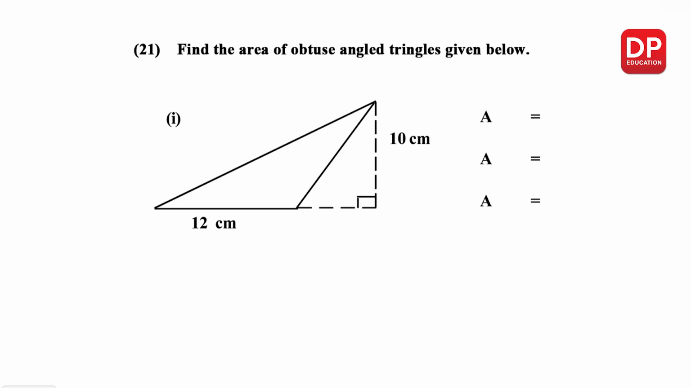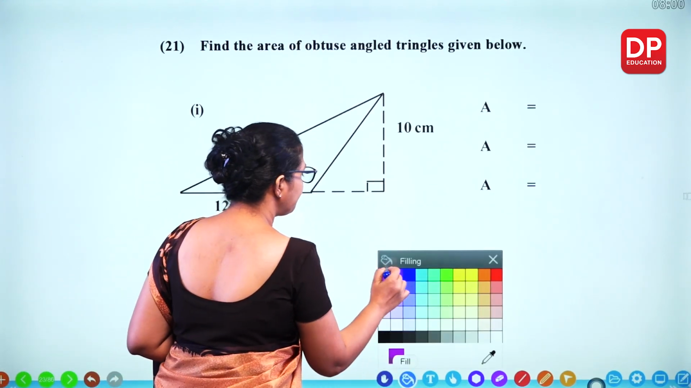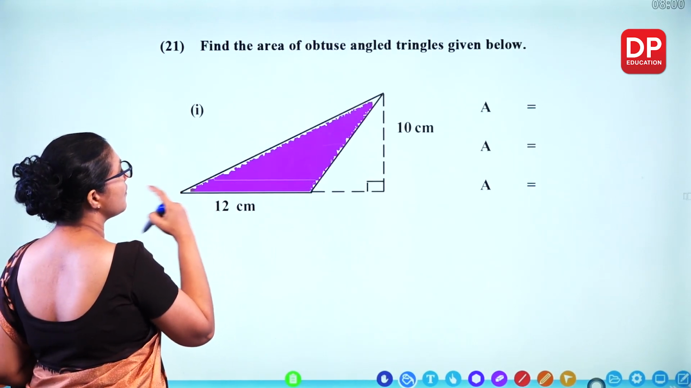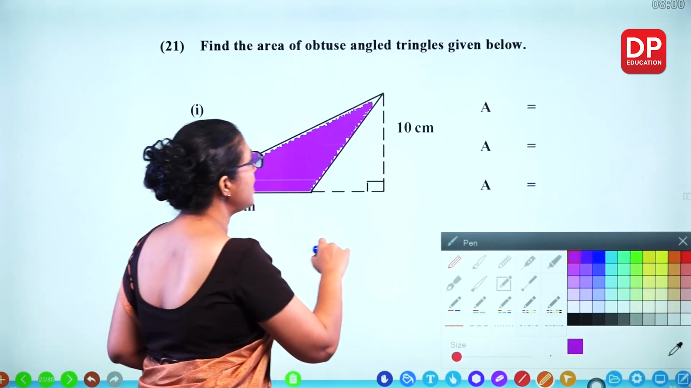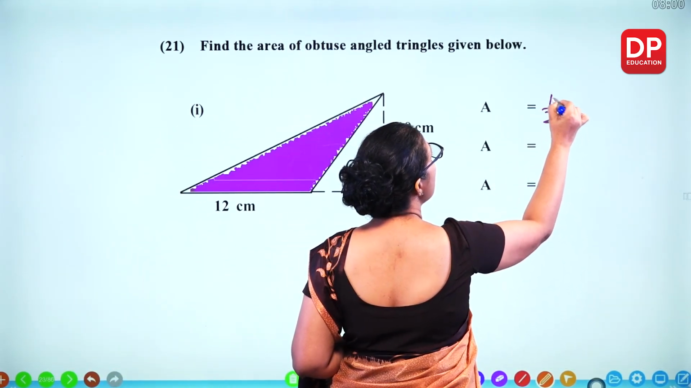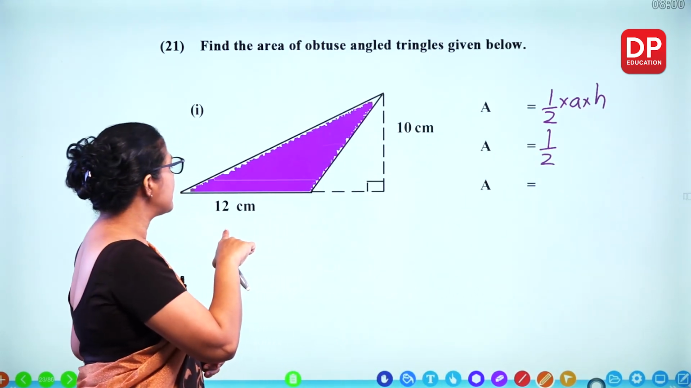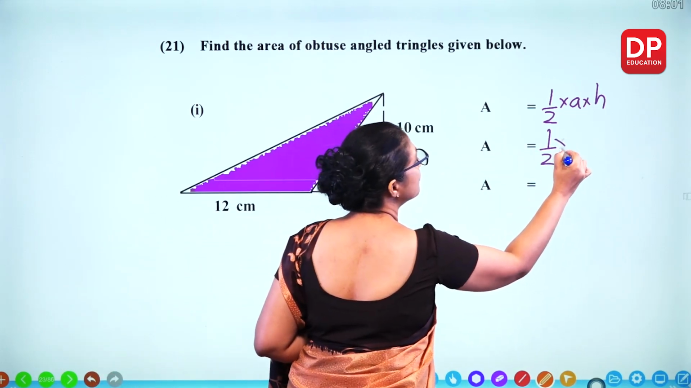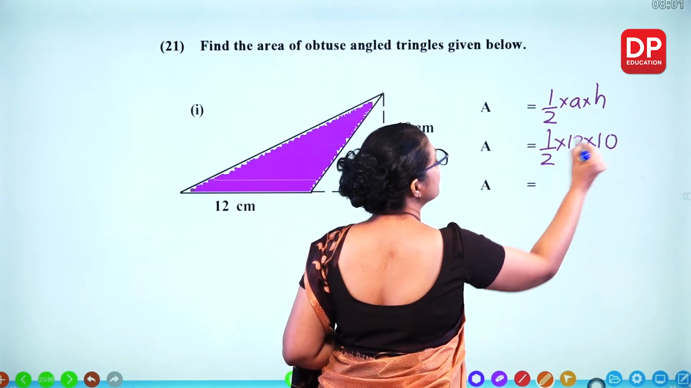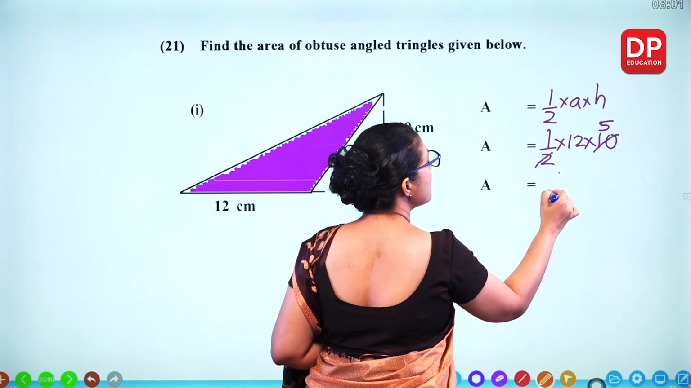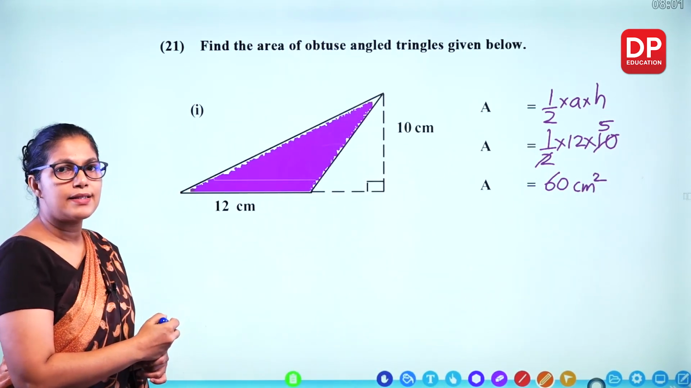Now find the area of the obtuse angle triangle given below. So you need to find out this area. So how do you find out? We know the formula. Area is half into AH. What's A? A is the base length, 12. What's the perpendicular height? This is the perpendicular height, that's 10. 2 times 5, so 12 times 5, 60 square centimeters is the area of this obtuse angle triangle.